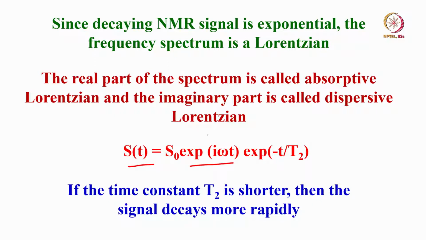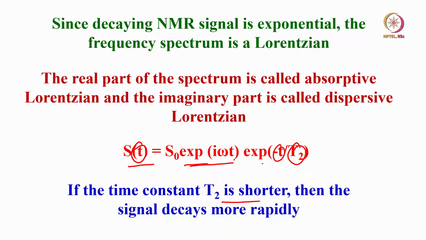And this is a general expression we use for Fourier transformation. Remember, if you want to get the time domain, this is the function you have to use, S of 0 exponential e to the power i omega t into exponential e to the power minus t by T2. If the time constant T2 is very, very short, then the signal decays more rapidly. If it becomes shorter and shorter, then this becomes larger and larger in the numerator. The exponential becomes quite big. As a consequence, it decays very fast. This is what you should understand.